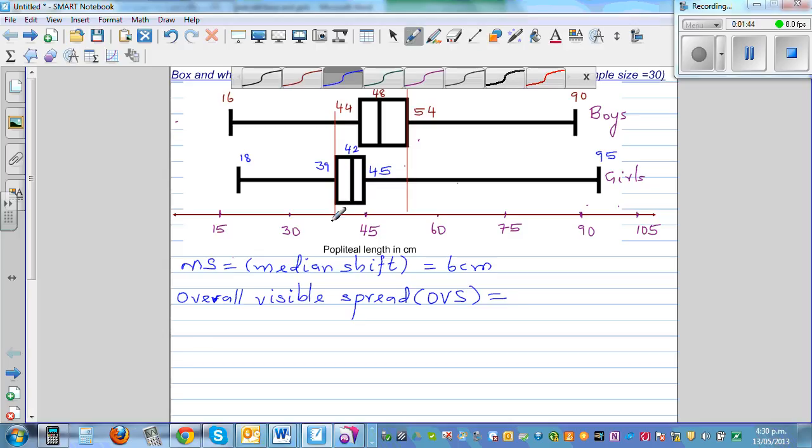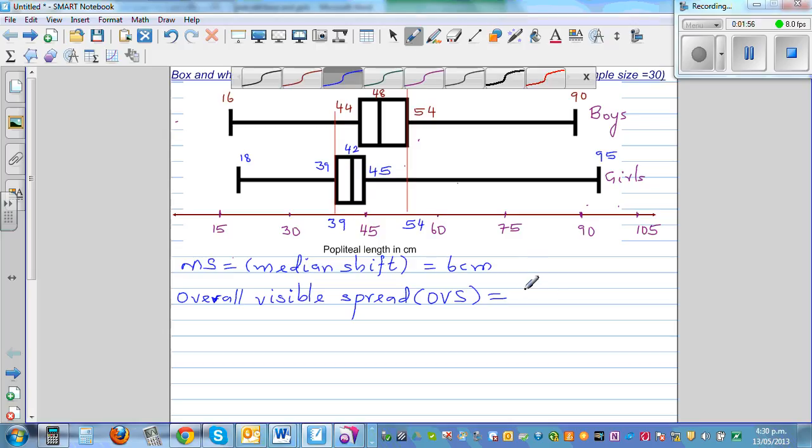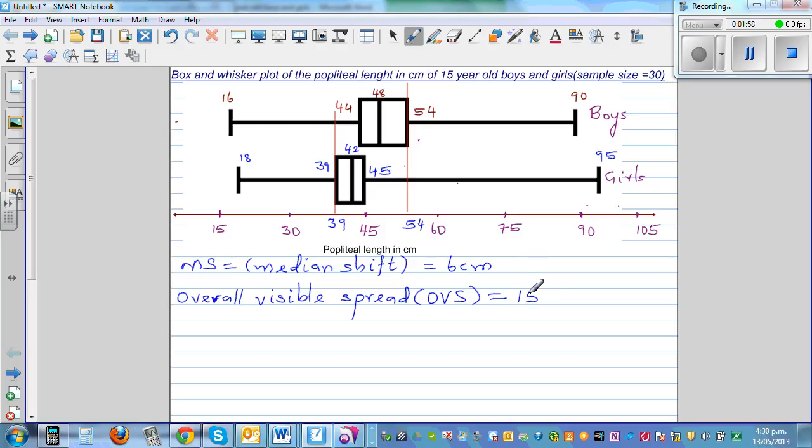So this is say 39, this is 39 and this is 54. Okay, so 39, 39 plus 1 is 40 and then 14, so it's 15. 15 centimeters.